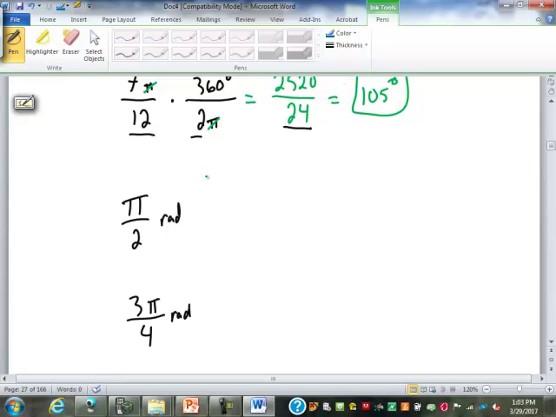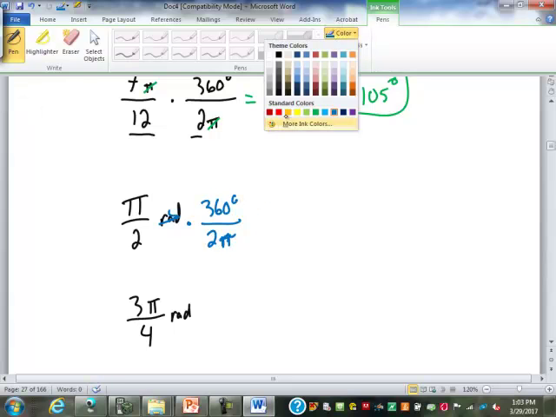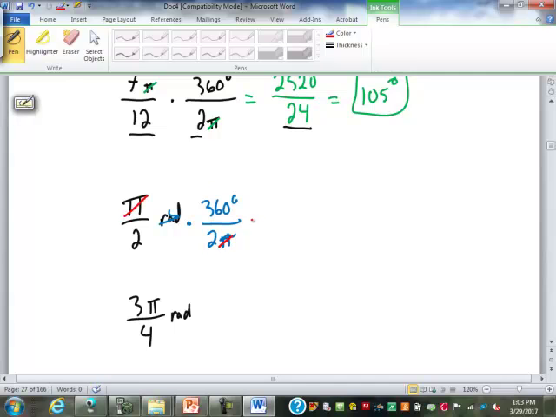This one's right, yeah. So this one here, I'm going to just ignore the radians. 2 pi on bottom, 360 degrees on top. The pi's cancel out. I just got 360 degrees on top. 2 times 2 is 4. So 360 divided by 4 is 90 degrees.